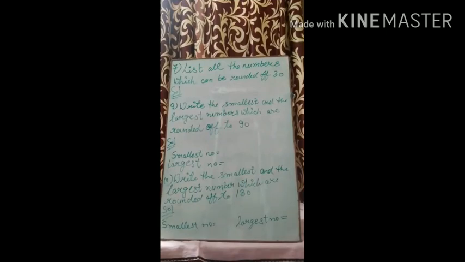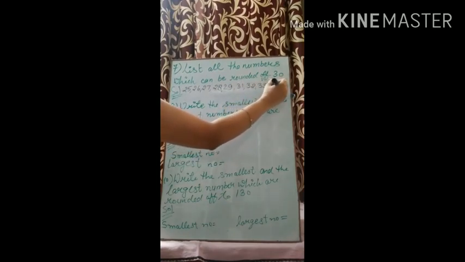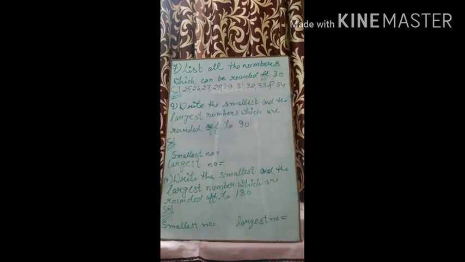The next question is list all the numbers which can be rounded off to 30. It means we have to write all the numbers which can be rounded off to 30. Let's write 25, 26, 27, 28, 29. All these numbers are rounded up to 30. 31, 32, 33 and 34. All these numbers are rounded down to 30.